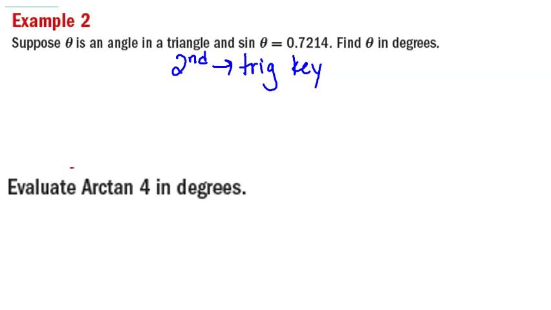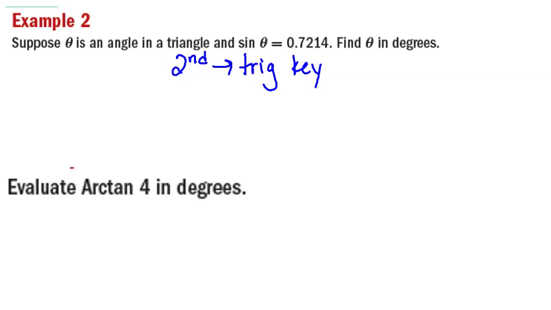And so we always want to make sure that before we start typing anything into our calculators, we go and check the mode of our calculators. So suppose that theta is an angle in a triangle and the sine of theta is 0.7214, and we want to find theta in degrees. So I'm going to go check my mode. I'm already in degree mode, so I'm good to go.